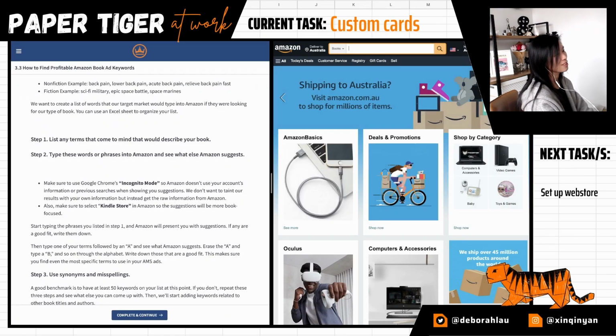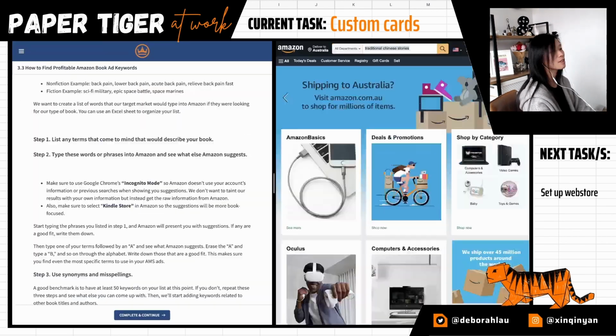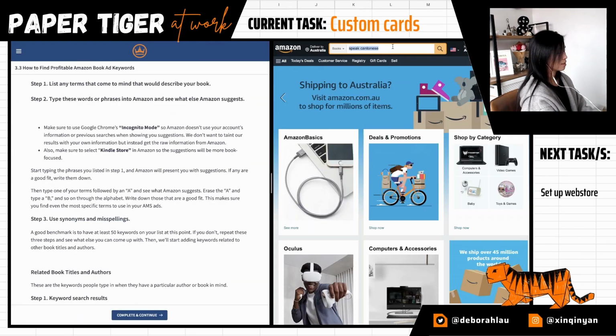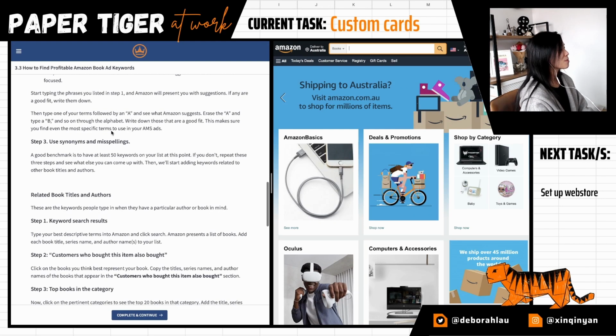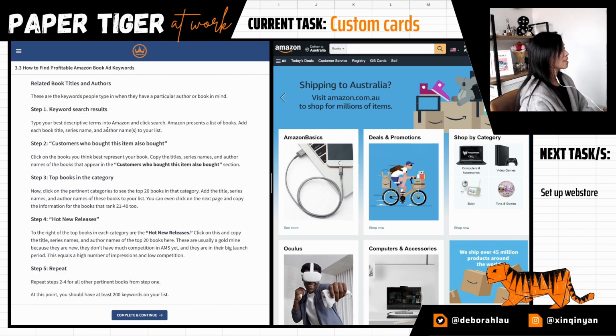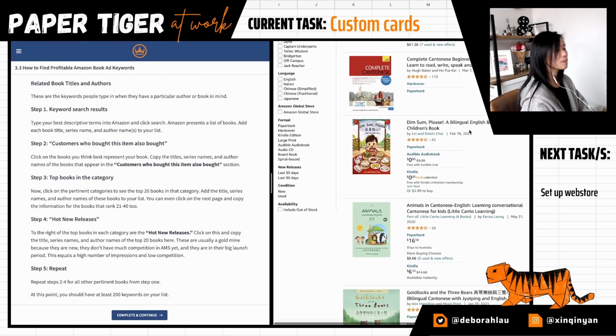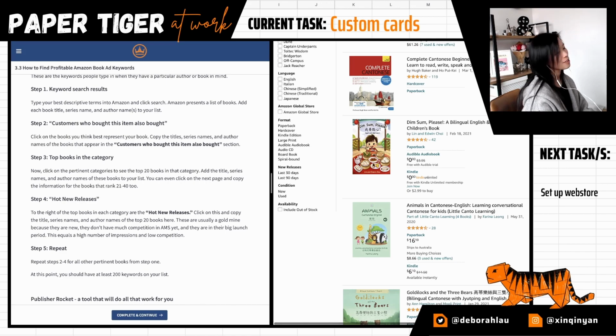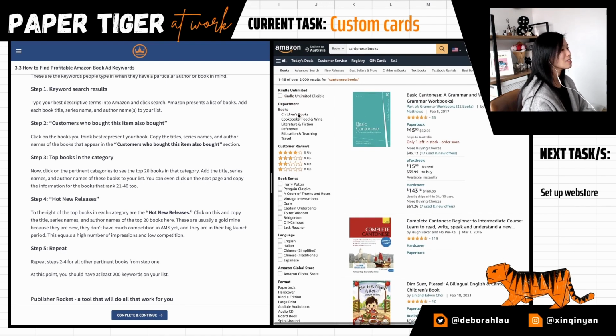I feel like nobody's searching for books with romanization. All right, I was gonna say if we've passed the 50 keyword things, whatever, I'm gonna move on. Let's go with Cantonese books. Click on the pertinent categories, top 20 books in that category, all right.